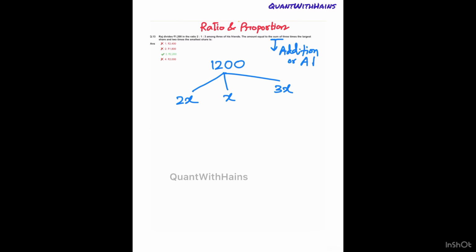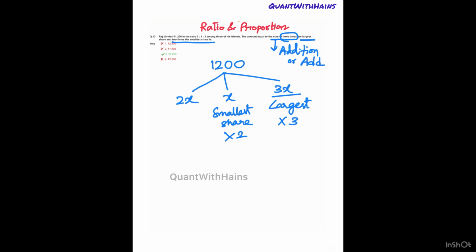Addition or add. 3 times the largest. Here largest is 3x. 3 times means we need to multiply with 3. And the 2 times the smallest share. Here smallest share is x. Here 2 times means we need to multiply with 2.